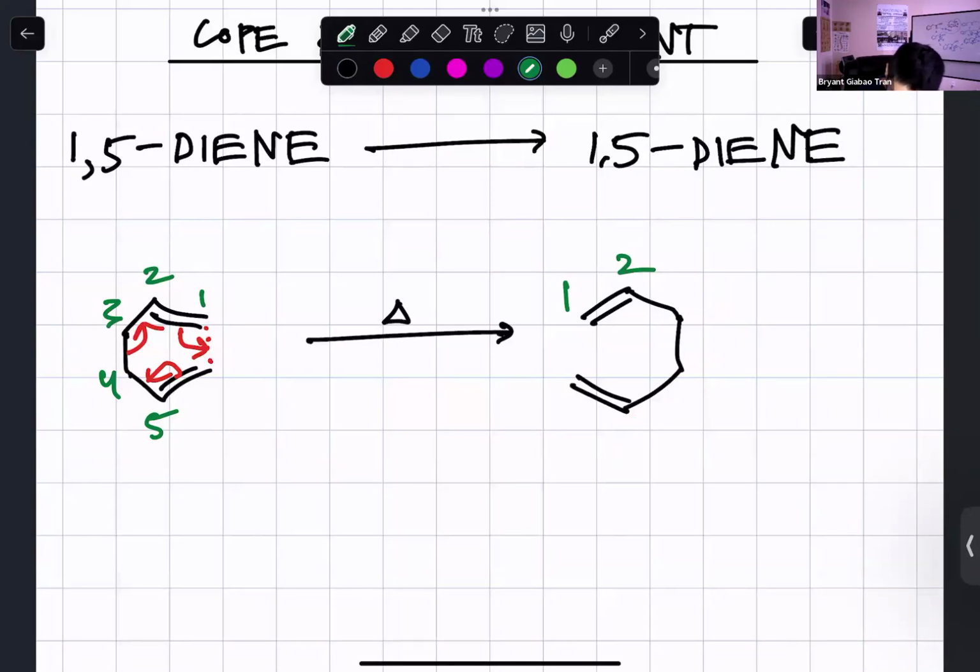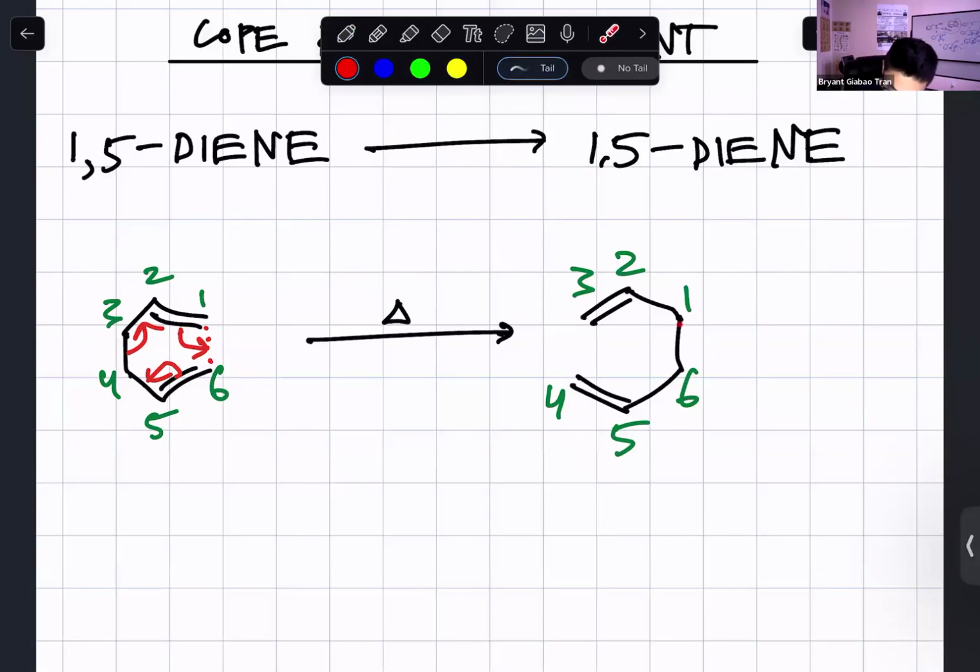Let me number it the same way to be consistent. 1, 2, 3, 4, 5, and you can say this is 6, to keep track of where the bonds are moving. We made this new bond between 1 and 6 from the double bond between 1 and 2, which is why there's no more double bond between 1 and 2. We broke the bond between 3 and 4. There's no more bond between 3 and 4 because we shifted that bond to make a double bond between 2 and 3 right here.